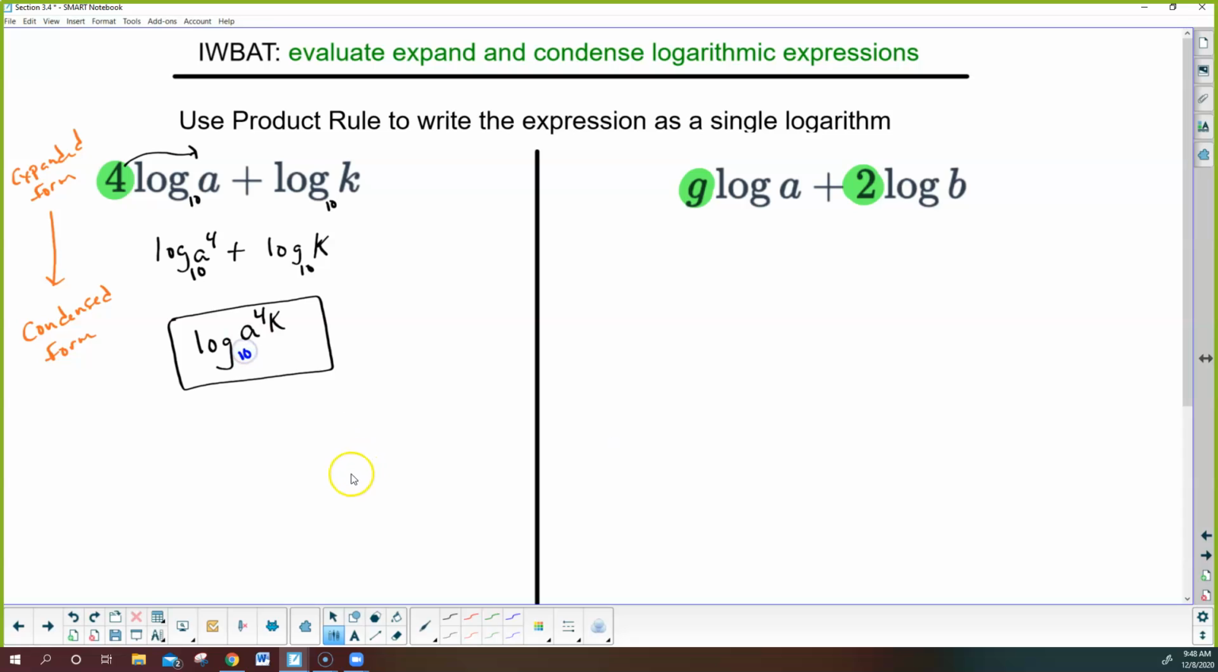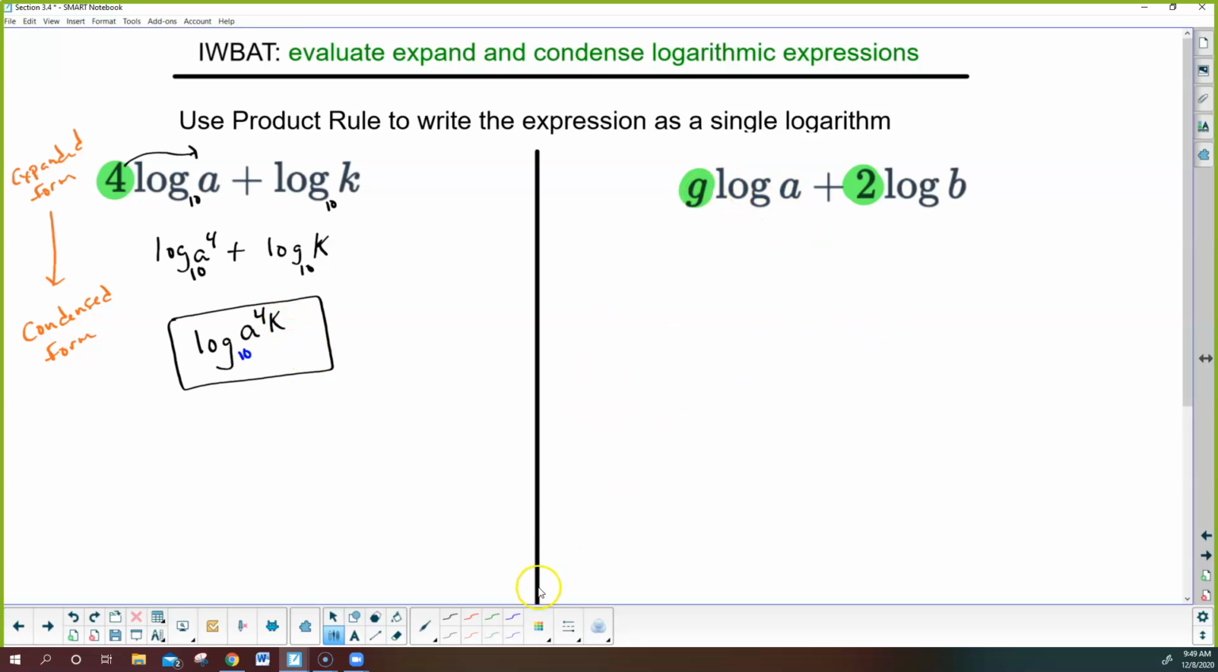Or you could put the 10 here. Now, you're going to be doing work in Delta Math, and I'll just let you in on a secret. Because it's really difficult for us to kind of put a 10 in the lower subscript here, almost all of your answers are going to be just regular log. So the base 10 is assumed, which means we wouldn't write it. So then, if you're typing this into Delta Math, you would only type the log a to the 4th times k.